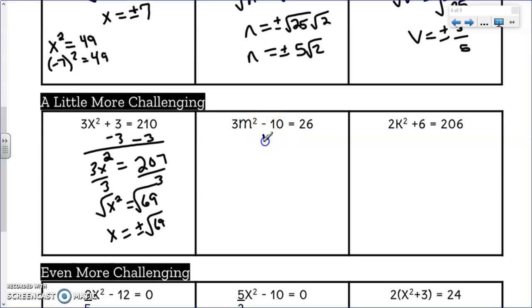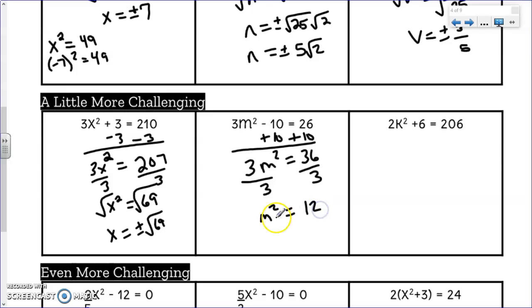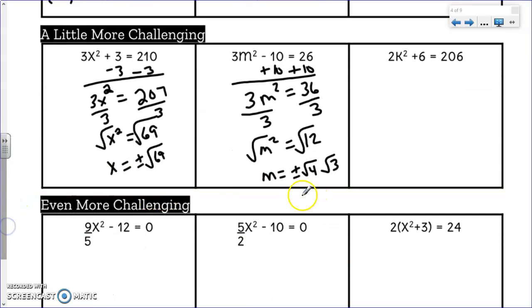Alright, here we're going to add 10. I get 3m squared equals 36. I'm going to divide by 3. So m squared equals 12. Square root, m equals plus or minus 4 square root of 3. So m equals plus or minus 2 square root of 3. Alright, I'm going to let you try that one, and then you can get with me.